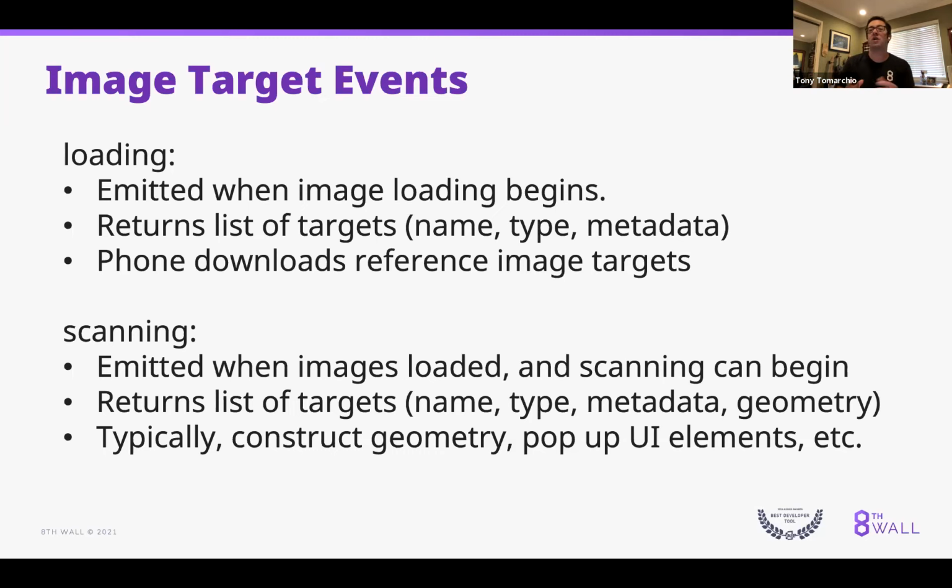And if it's curved, what are some of the properties of that curved image target, like radius and things like that. And this is the event that, typically, in response to this event, you would do things like construct geometry or maybe pop up UI elements telling the user to now go ahead and point your phone at the wine bottle or the beer can or the poster or things like that.